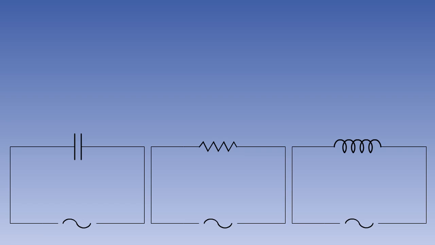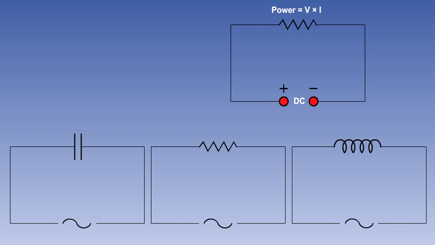In this lesson, we will look at power in AC circuits. We know that the power absorbed in a DC circuit is the product of the voltage and the current. Due to the change in phase relationship between voltage and current in AC circuits containing inductance and/or capacitance, the actual power absorbed is not necessarily the same as the power apparently supplied.